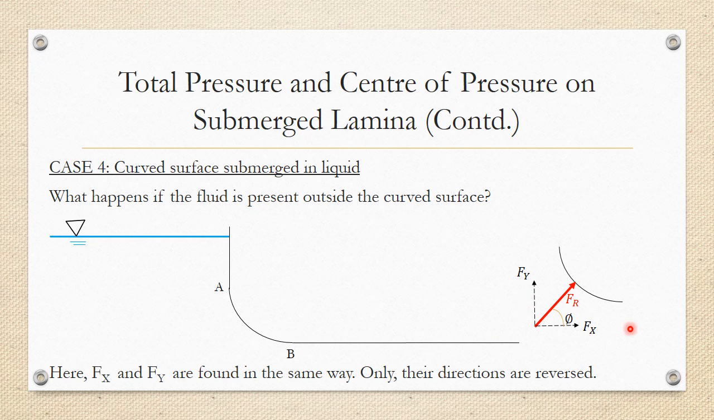That is, instead of pointing Fx towards the left, Fx is now pointing towards the right. Instead of giving Fy a downward direction, Fy is now pointing upwards. So we will find out Fy as if the water was inside the curved surface, but we'll give it an upward direction. We'll find out Fx as if water was inside the curved surface, but we will give Fx the opposite direction. And that is how we will solve such problems.